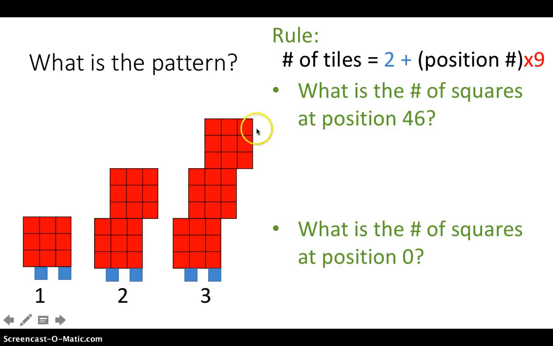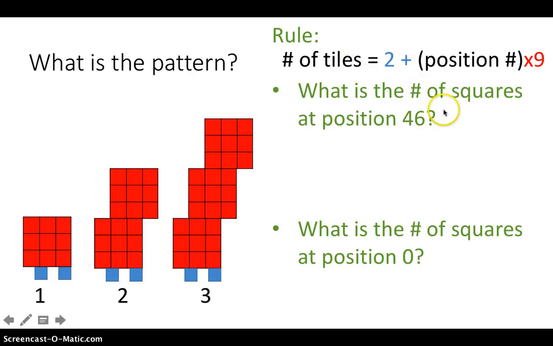So that means that the rule is the number of tiles, so the total number of tiles is equal to the position number times 9 plus 2. Notice that I put the plus 2 first. It doesn't matter what order we put them in. You can have 2 plus the position number times 9, or you could say the position number times 9 plus 2. That means the same thing. You're multiplying by 9 and you're adding 2 in order to get the number of tiles.